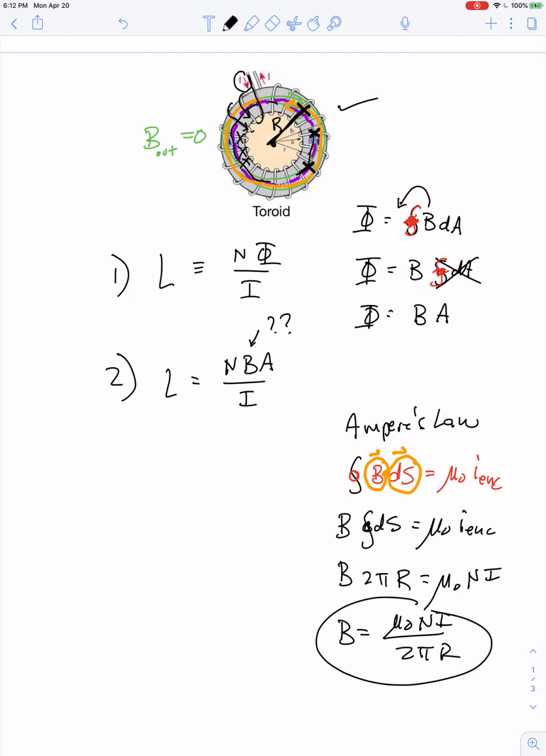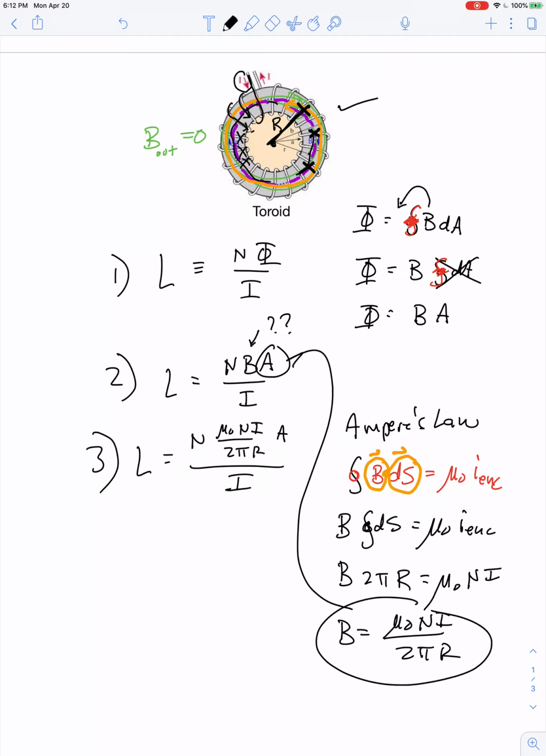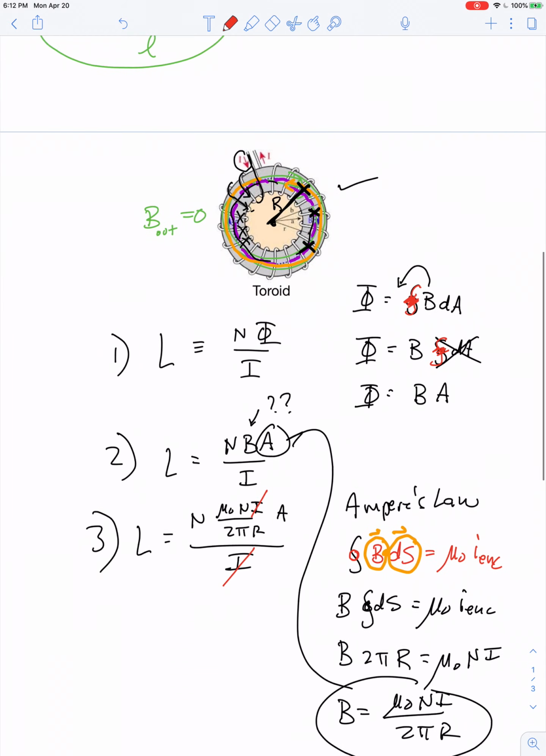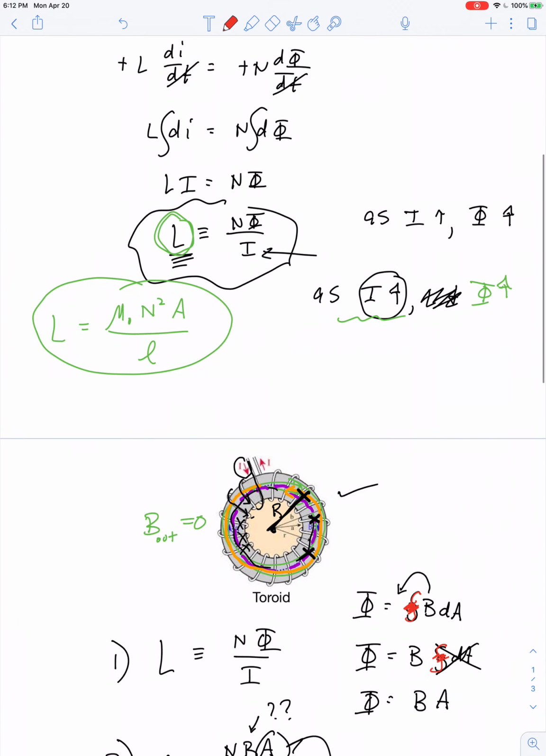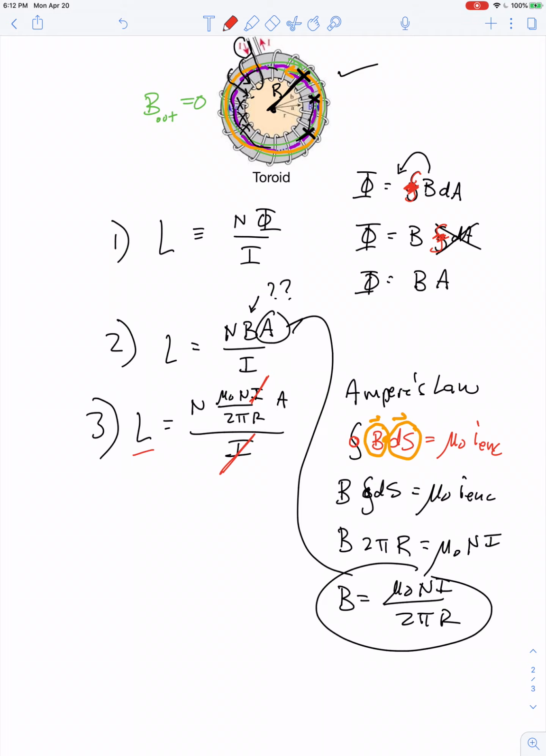So there we go. We can make a substitution and get to step 3 of our derivation. The inductance of the toroid is N times mu naught N I over 2 pi R, and then times A divided by I. So I shows up in the numerator and the denominator. So just like we said earlier, as current increases, there shouldn't be any change in the inductance. The inductance should only be a function of the geometry of the inductor, and that's indeed the case. No amount of current affects the inductance.